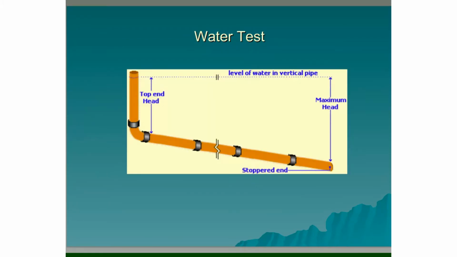Next here we have the water test. So again, all open ends of the drain have to be blocked up using the rubber stoppers. And then on the head of the drain, or the highest end of the drain, we have to place an upright pipe. This upright pipe is going to allow us to fill the system up with water.